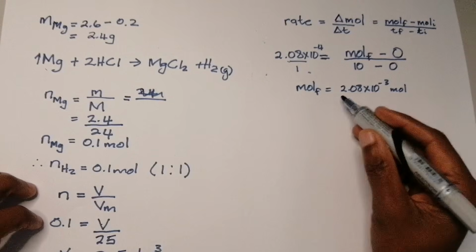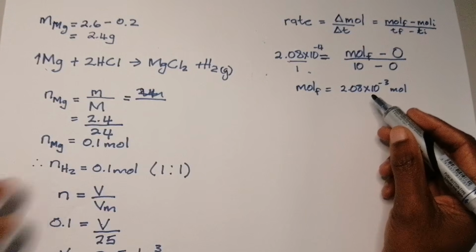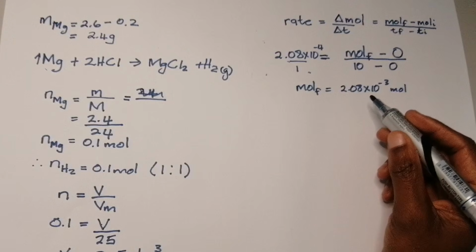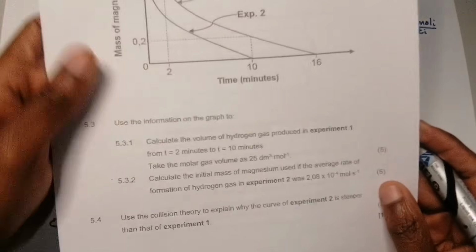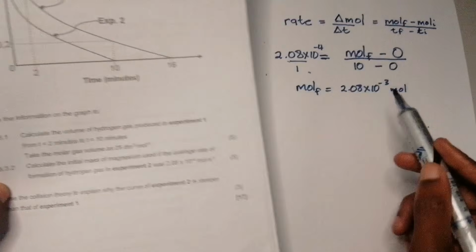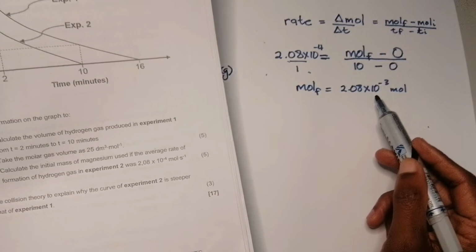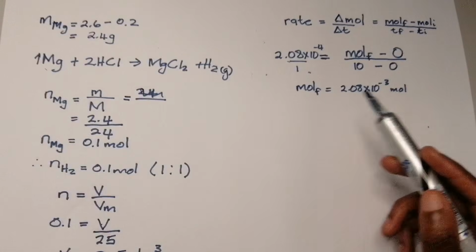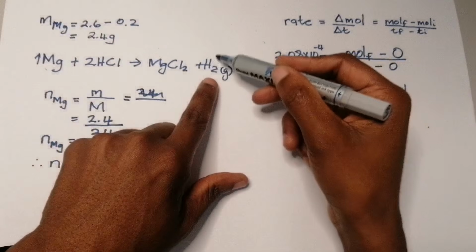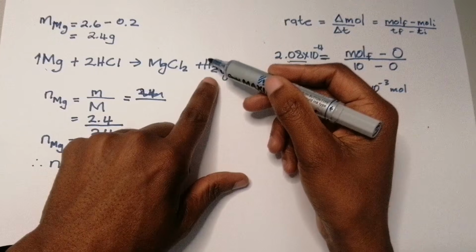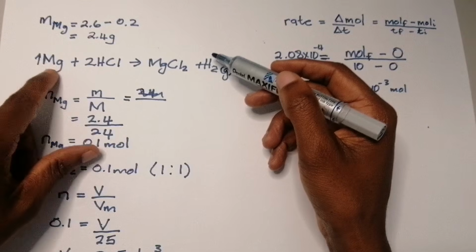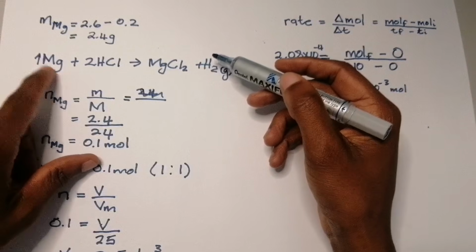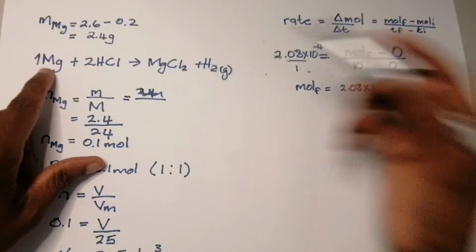Now this is what we also want to do. We know how many moles of hydrogen we formed, but that's not what we were asked. What was asked of us is to calculate the initial mass. Do you agree with me that if I know the number of moles of hydrogen that I formed, because I know how my reaction goes, I would be able to know the number of moles of magnesium that I used? And again, remember it's 1:1.